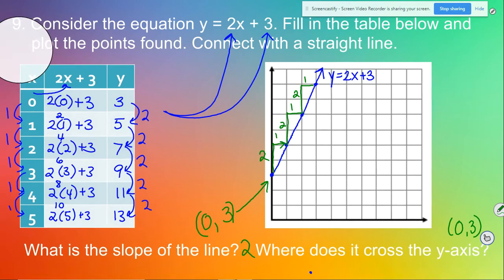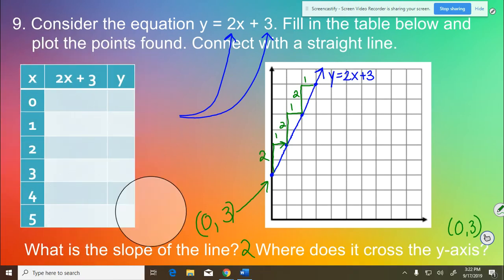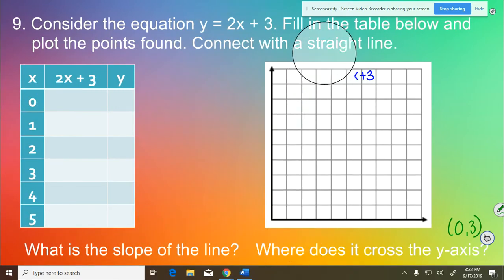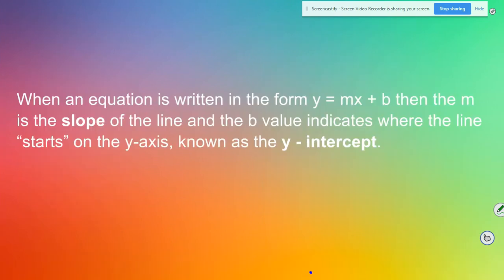All right, so let's see where that brings us. Remember, at any point, if I'm going too fast, you can pause to catch up. So when an equation is written in the form y equals mx plus b, then m is the slope of the line and b is the value that indicates where the line starts on the y-axis, known as the y-intercept. So hopefully you saw that in what we just went over.